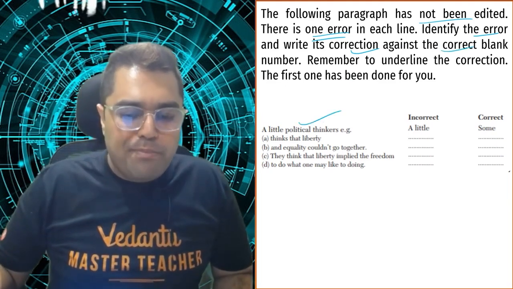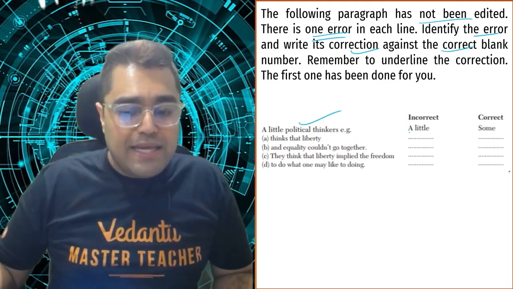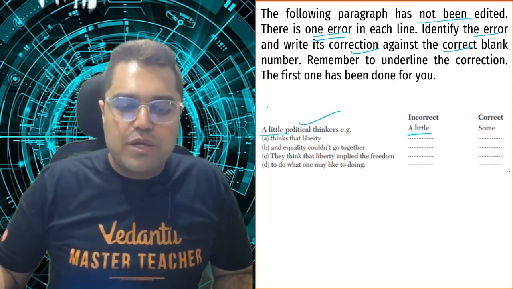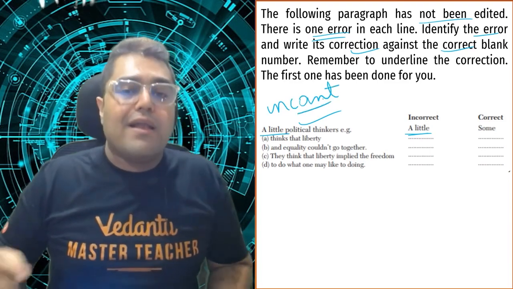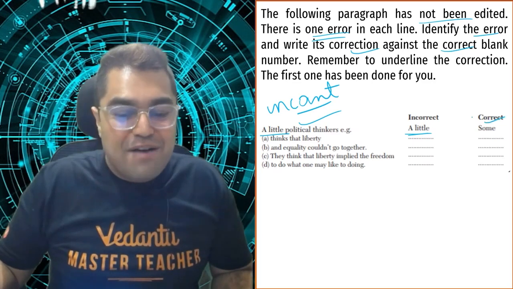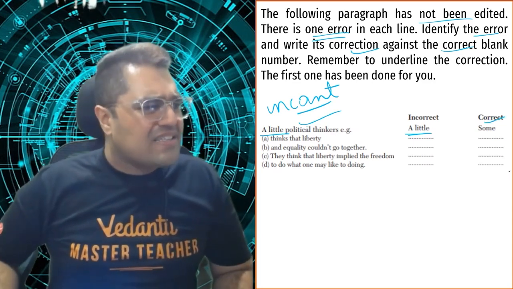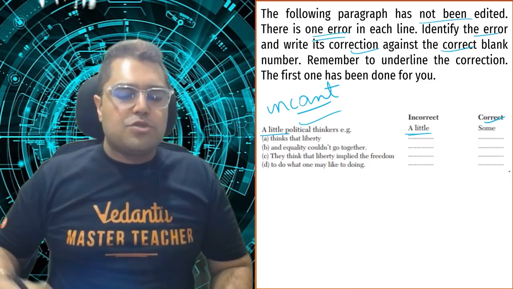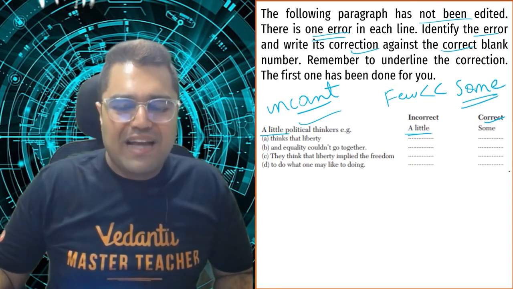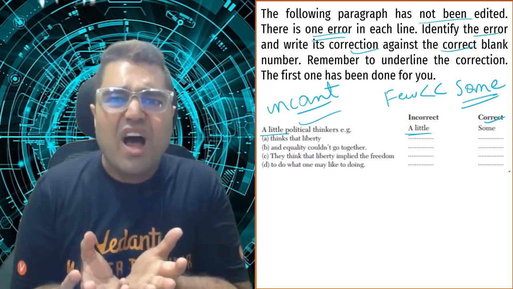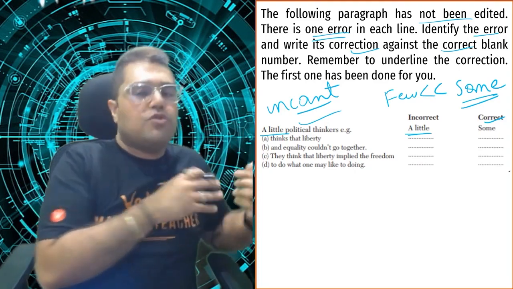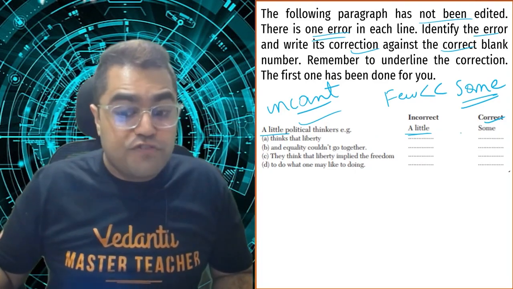So a little political thinkers. Here the incorrect word is a little. You cannot say a little. Little is generally used for uncountable, like little milk, little water, little sugar. This is some political thinkers. Now you can say, sir, we can use few also now. But see, few is very less than some. And here you want to indicate that there are some. Few means very less. And a few means even less. So we don't want all that. So some political thinkers. First is done for you.